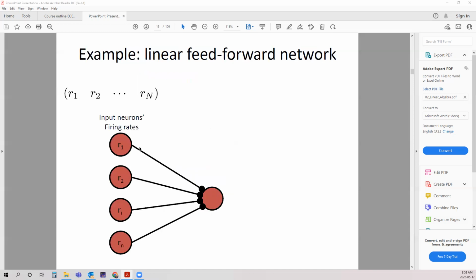So, example. If we have a linear feed forward neural network, because you know neural network, we have feed forward, feed backward, back propagation. We have multiple techniques for a neural network. We'll talk about them at the end of the term. But what is the concept of a neural network?